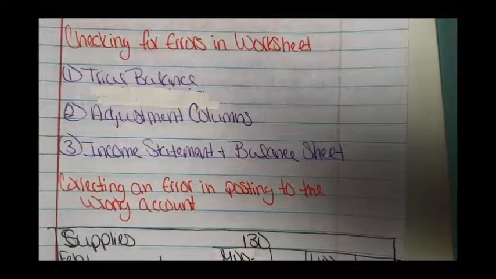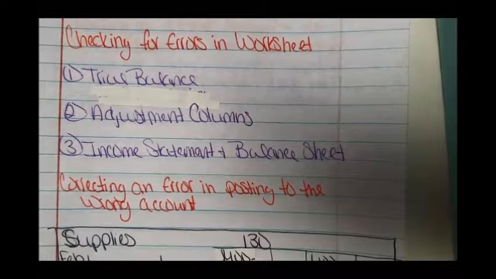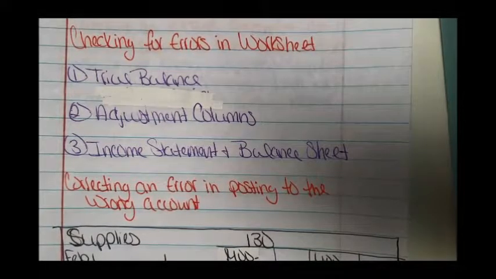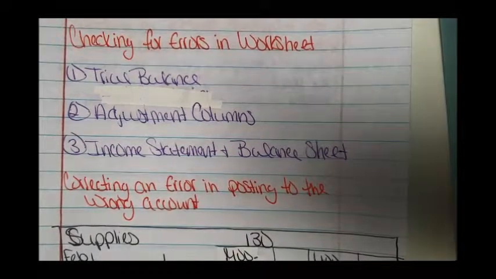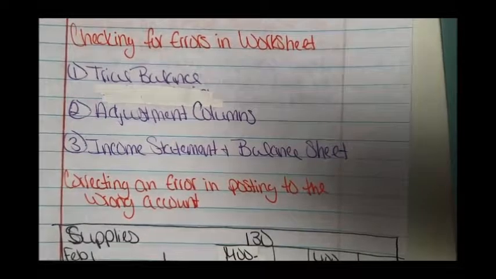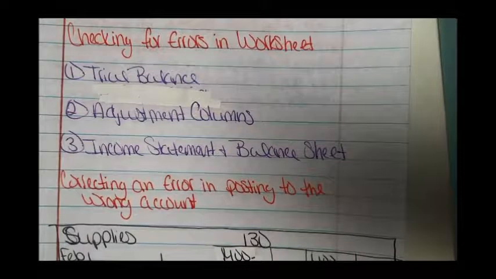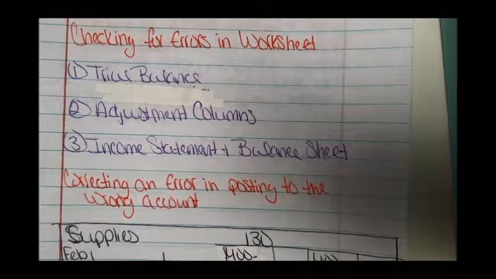Number 4, has the net income or net loss been recorded in the correct income statement or balance sheet columns? Remember, I said that if you have a net income, it's going to be in the income statement debit and balance sheet credit, or on the outside. And if you have a net loss, it's going to be in the income statement credit or the balance sheet debit, or the inside. So make sure that you've got those recorded in the correct spot.